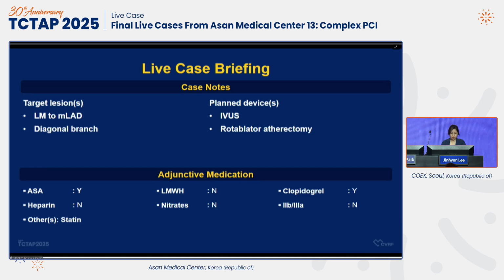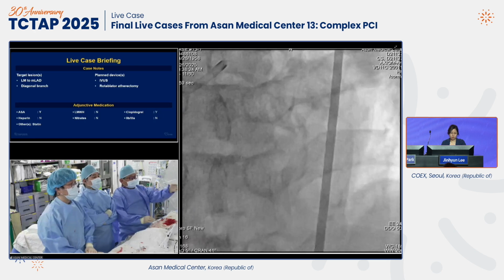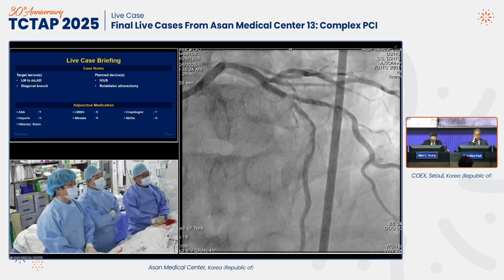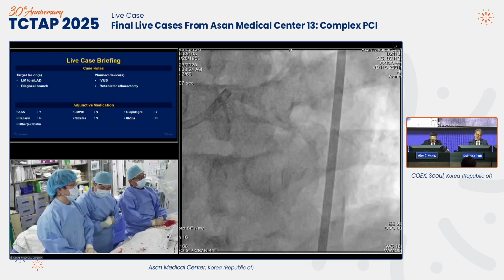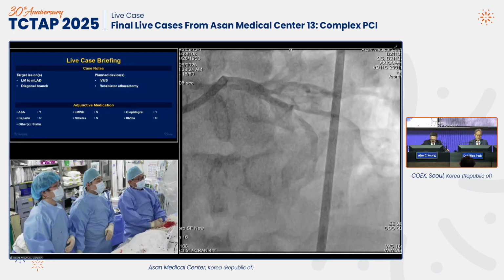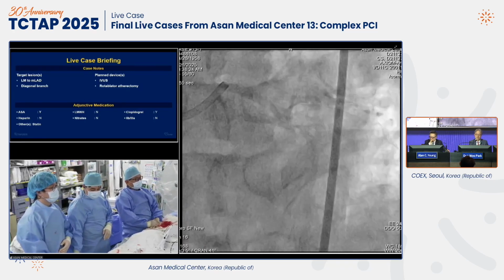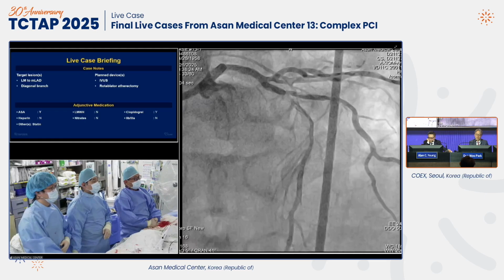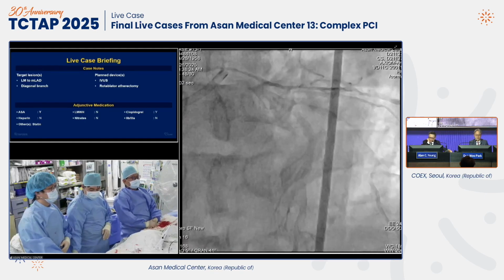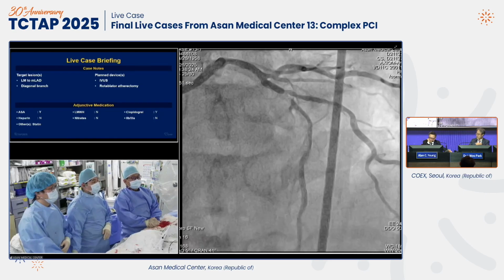The target region is left main to mid-LAD and diagonal bifurcation. We plan the IVUS and rotablator atherectomy. So, could you show us the coronary angiogram today? This is a cranial view, showing the very diffuse calcified lesion from the shaft of left main to the mid-LAD, and the diagonal branch also has a very calcified lesion. Diagonal branch bifurcation and left main is a bifurcation. But I think it's a very complex case.